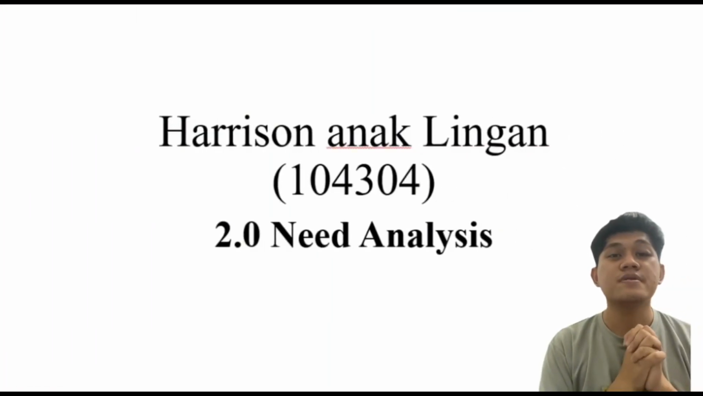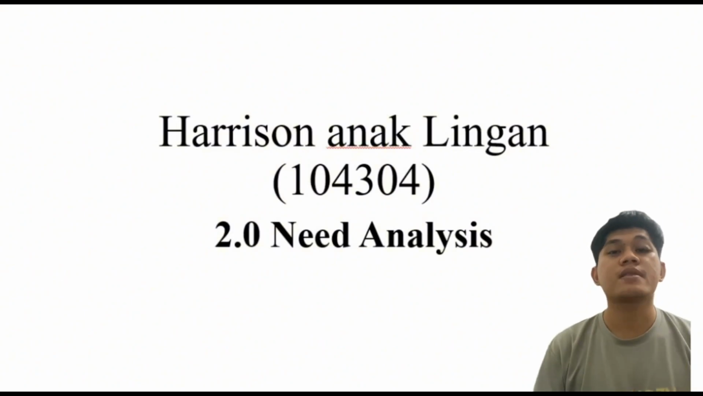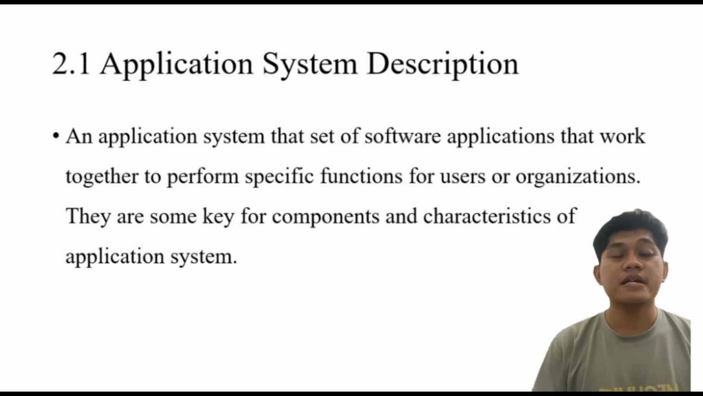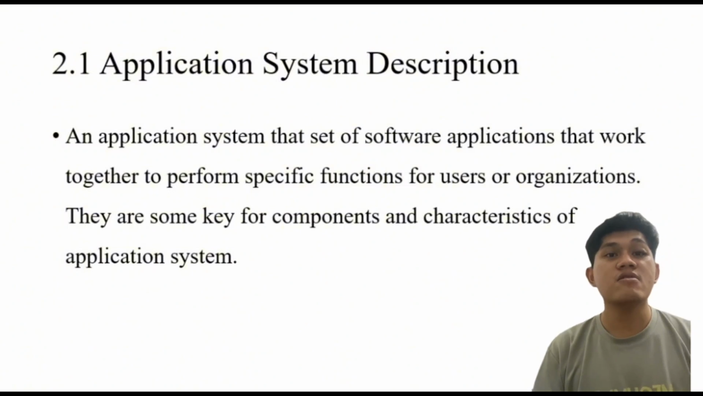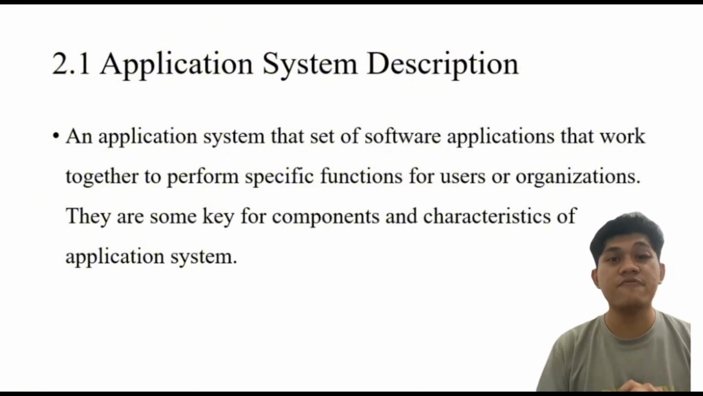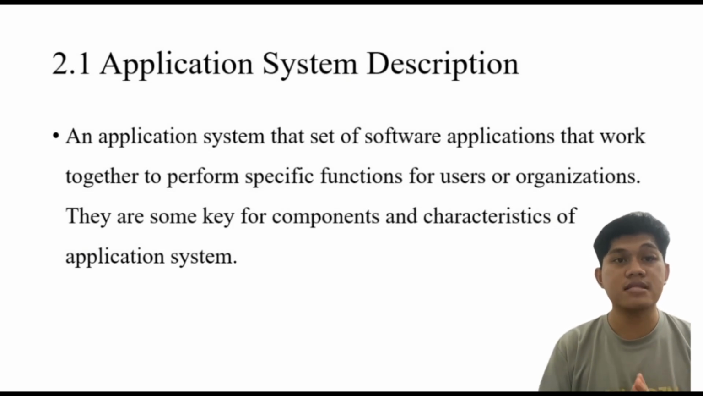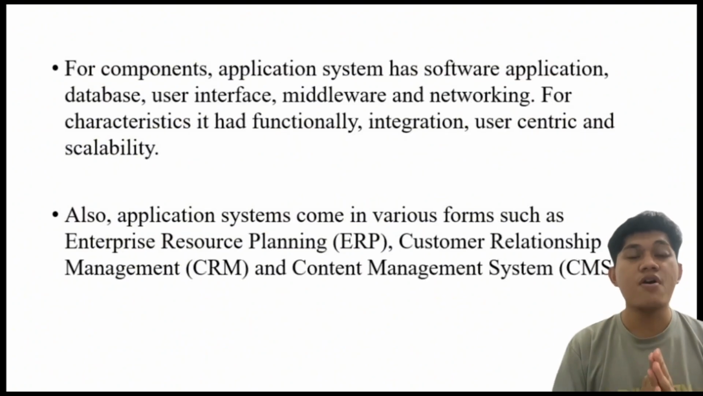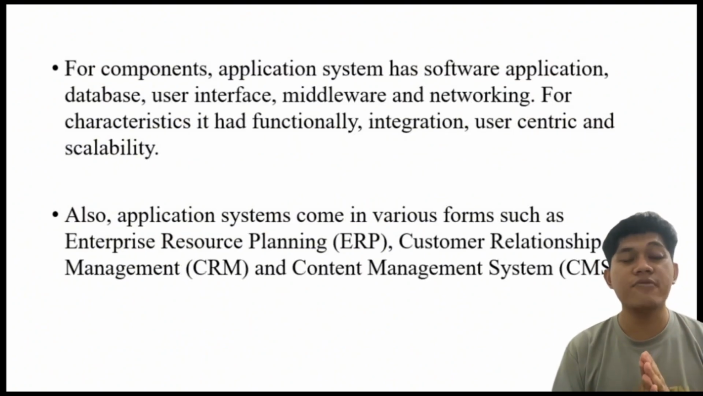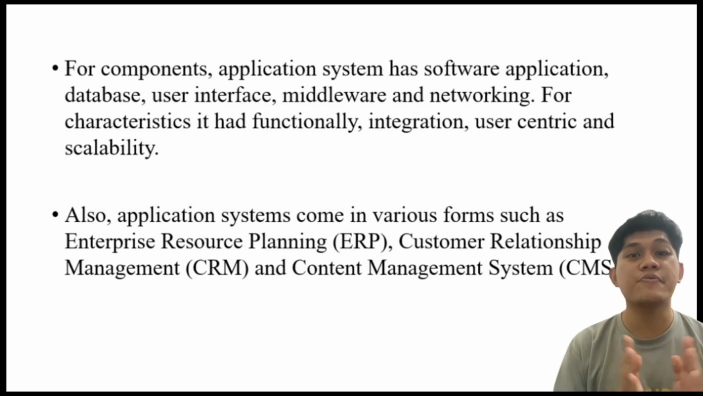Hi, I would like to present 2.0 needs analysis, and it is divided into 2 parts. For application system description 2.1, an application system is a set of software applications that work together to perform specific functions for users of an organization. There are some key components and characteristics of application systems. For components, an application system has software applications, database, user interface, middleware, and networking.